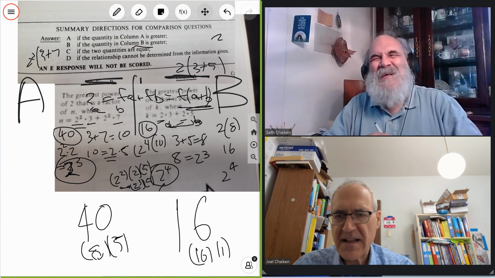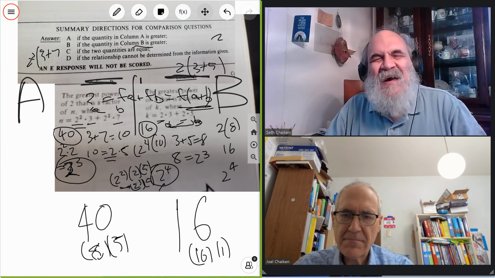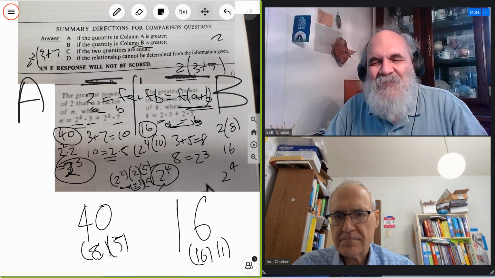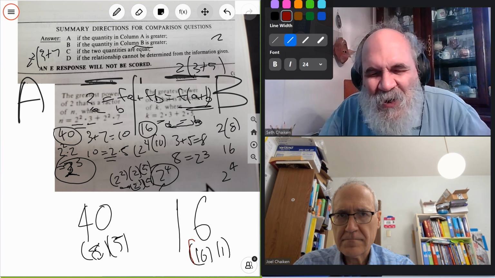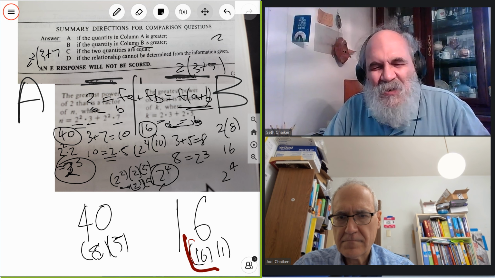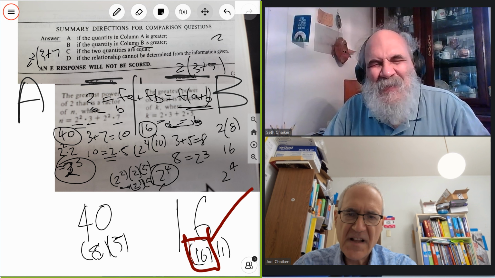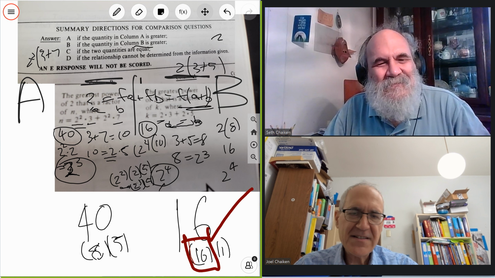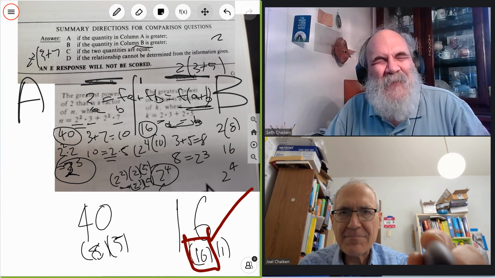Right, exactly. That's right. So of the numbers they're asking for, the bigger one is from B. That's right. 40 is 8 times 5. 16 is 16 times 1. Yeah, 16 is a greater power of 2 than 8. Yeah. And probably, when I was in high school, I probably would have done it this way.